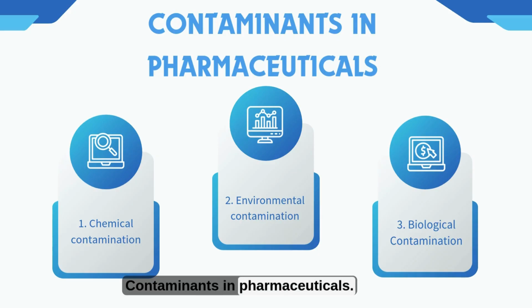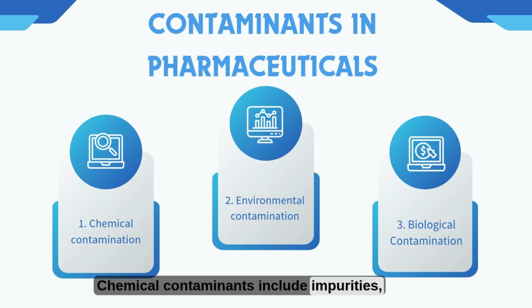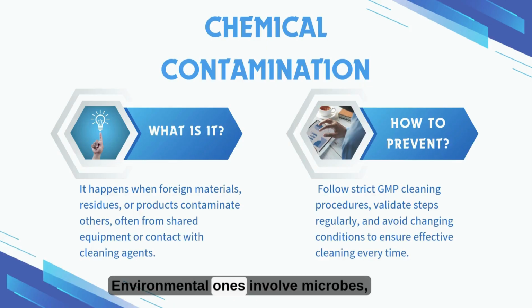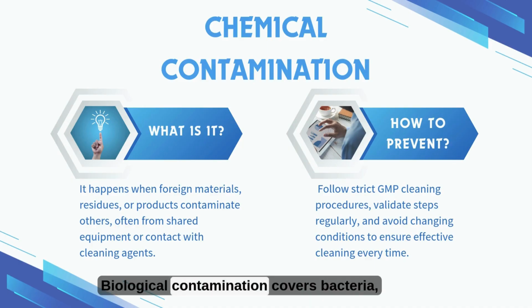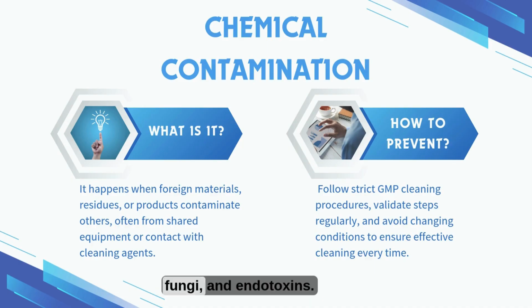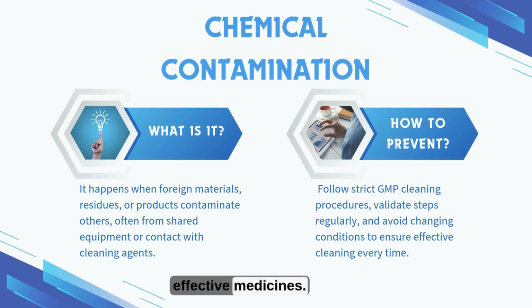Contaminants in pharmaceuticals. Contaminants, chemical, environmental, and biological, threaten drug safety and quality. Chemical contaminants include impurities, heavy metals, and residual solvents. Environmental ones involve microbes, dust, and pollutants. Biological contamination covers bacteria, fungi, and endotoxins. Mitigation includes strict testing, GMP, sterilization, and environmental controls to ensure safe, effective medicines.